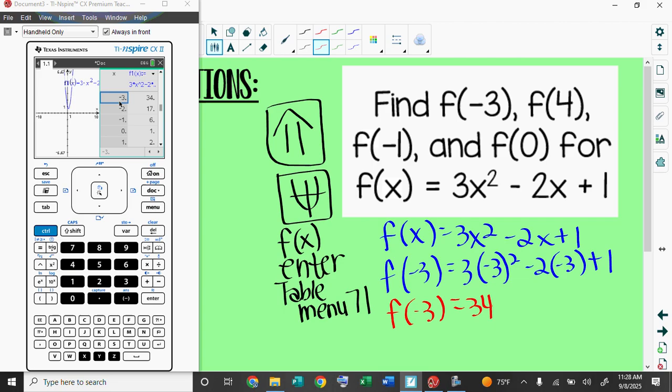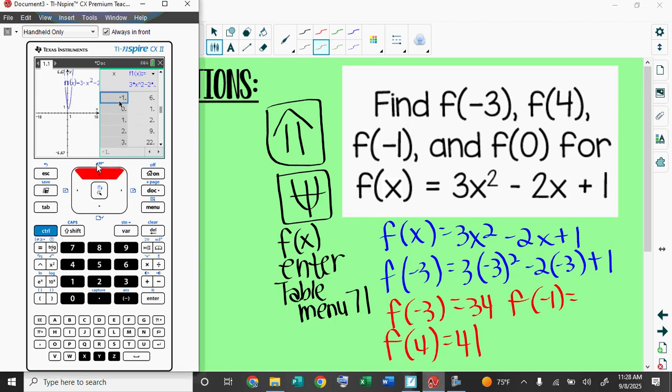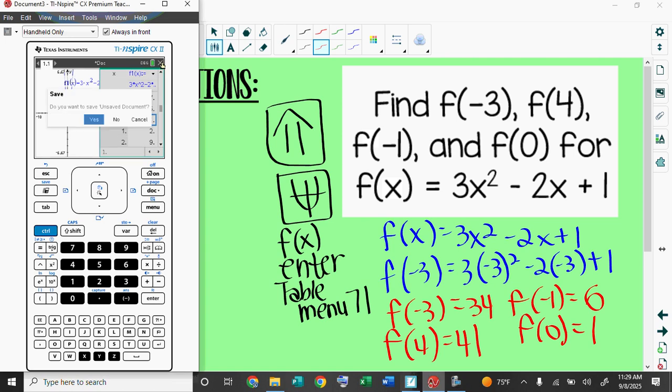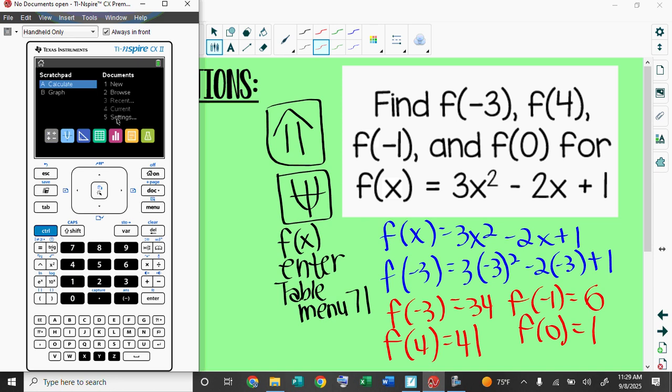So now I need to find f of 4, so I'm going to go back to my calculator and find 4, and look what's across from 4. That's 41. Now f of -1, go back here, -1, across from -1 is 6, and then f of 0, across from 0 is 1. Pause the video, get it written down, and we're going to go to the next question. Before I go to the next question, I'm going to press X, and no, I don't want to save it, so that we can get back to home.